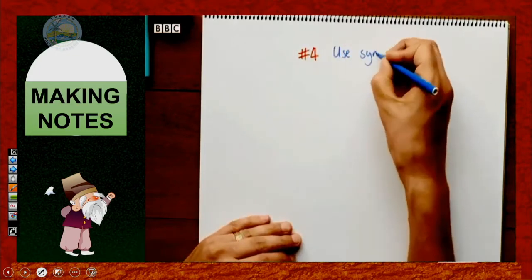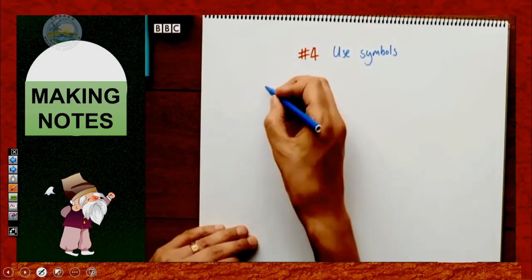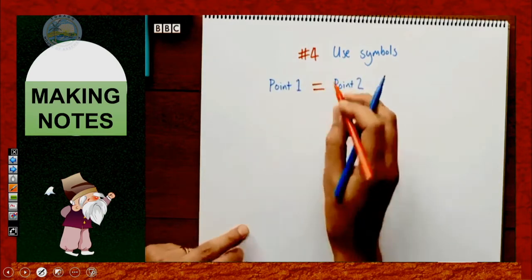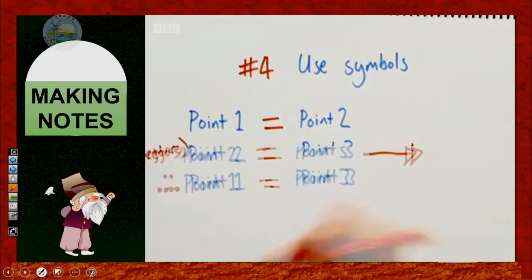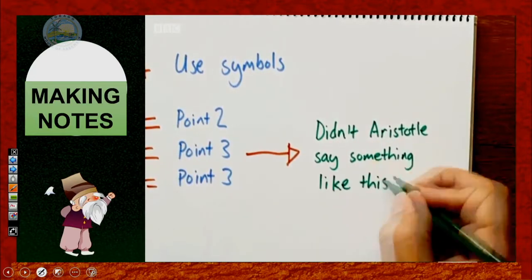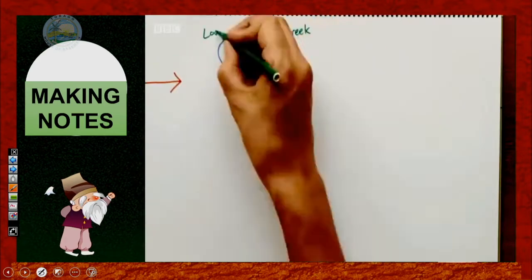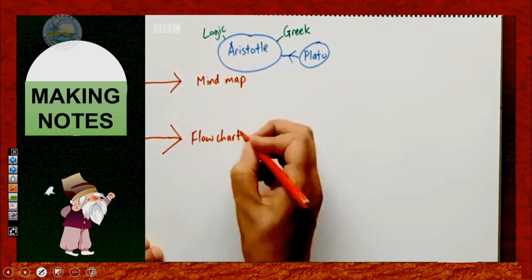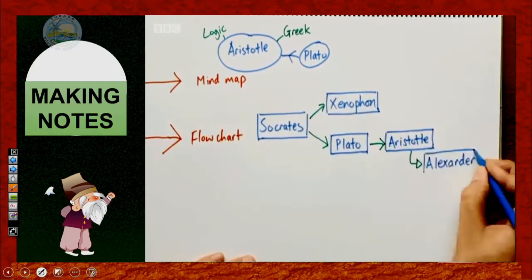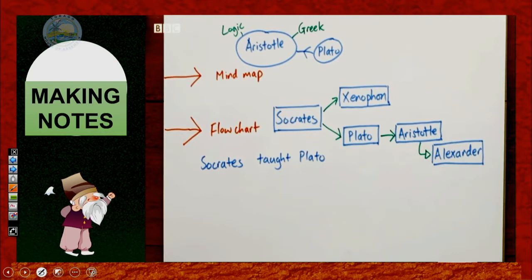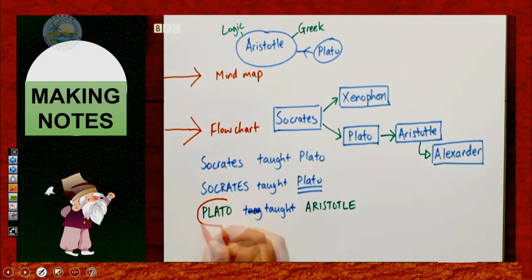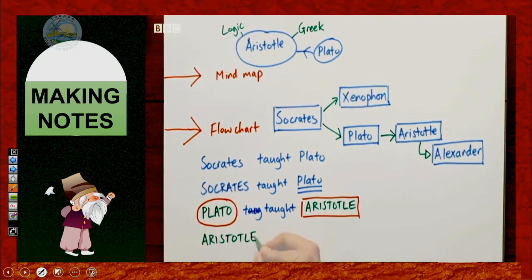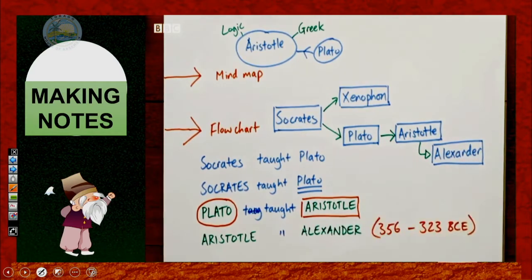And a quick and clear way to show relationships is to use symbols. For example, equal to, therefore, and arrows. Lots of arrows. In fact, if you really love arrows, you might prefer a mind map or a flowchart to show how things connect. Or you might prefer to write simple lines of notes. But don't forget, you can use capital letters, underlining, colors, and shapes to help information stand out. Choose the style that works best for you.